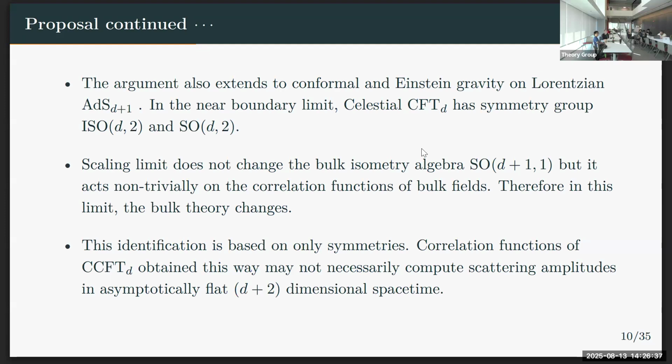Therefore, in this limit, the bulk theory changes, right? And the question is that this identification that I'm doing is based only on the symmetries. I haven't looked at the spectrum of the operators or anything. I just look at the symmetries. So the correlation functions of Celestial CFT we obtain this way may not necessarily compute scattering amplitudes in asymptotically flat D+2 dimensional space-time. This is an independent way of getting Celestial CFT correlation functions. This may or may not be related to flat space-time. That's something one has to see.